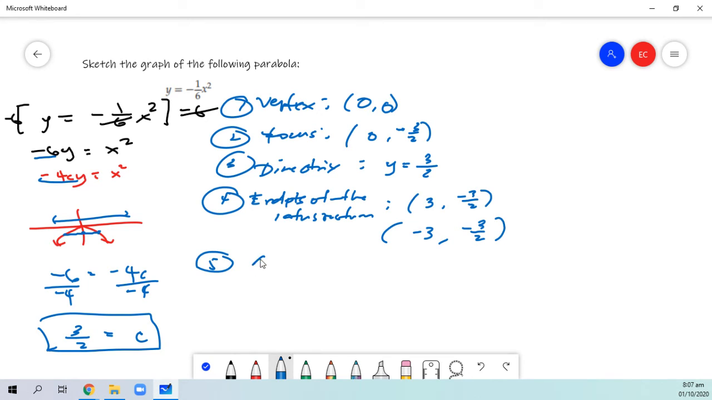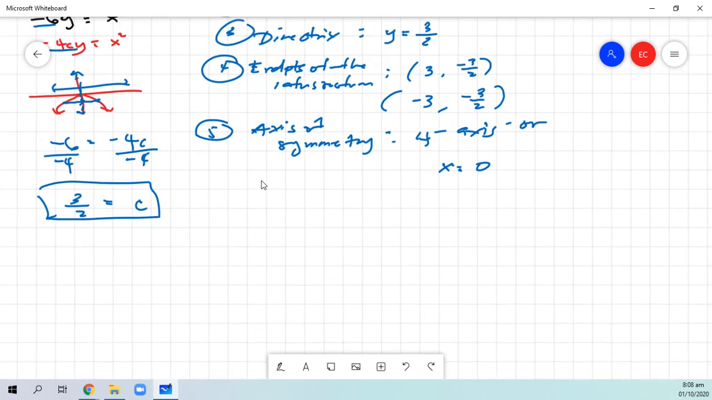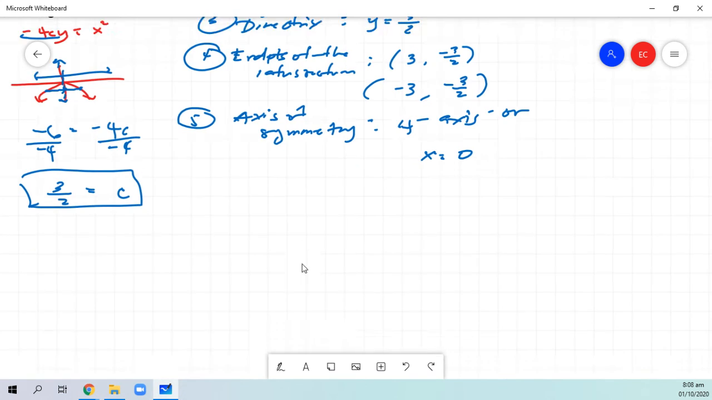And then finally, we look for the axis of symmetry. And the axis of symmetry here obviously is the y-axis, or x is equal to 0. So finally, we are now able to graph the parabola using this.